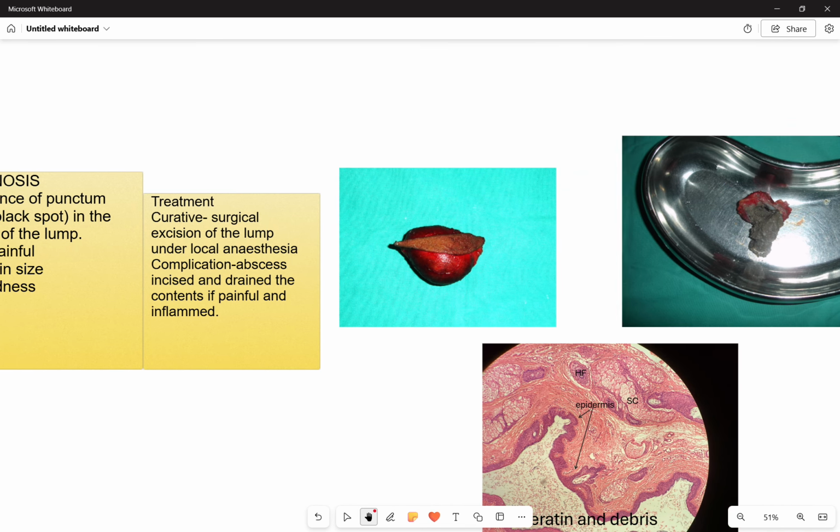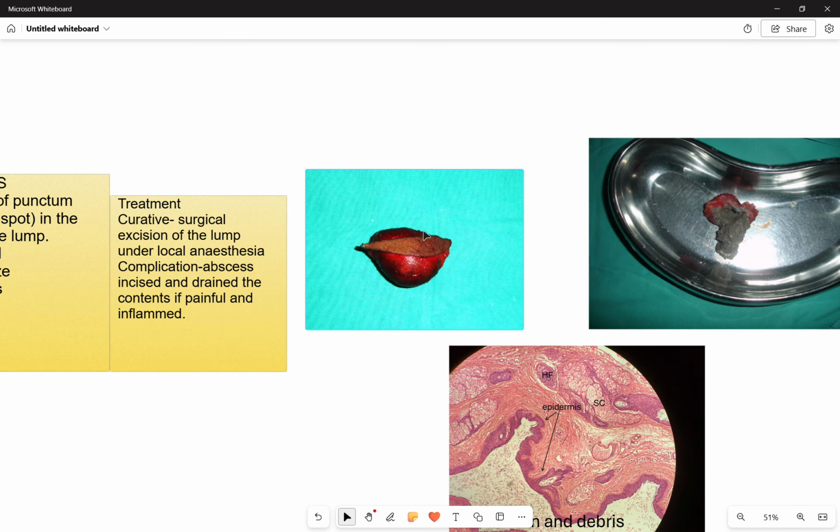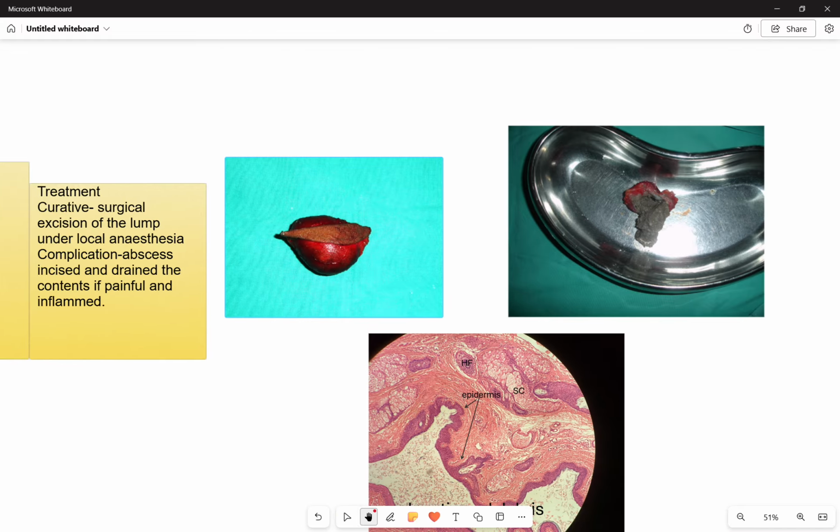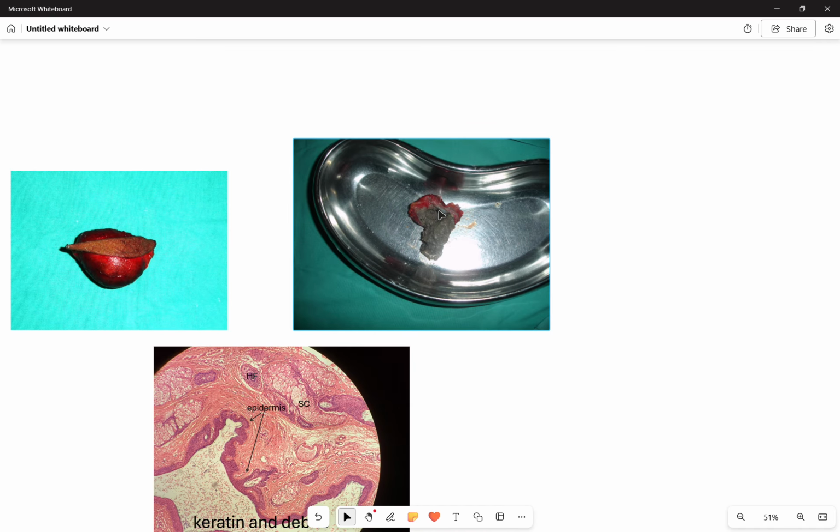I've got a lump over here. This is excision of the lump. This is the elliptical skin incision which was made. That's the skin, and underneath is the cyst, which is epidermal inclusion cyst. And on opening the cyst, you can see the content. The cyst has been incised, and these are the contents. The contents are blackish in color, very foul smelling, and these contents are keratin and debris.